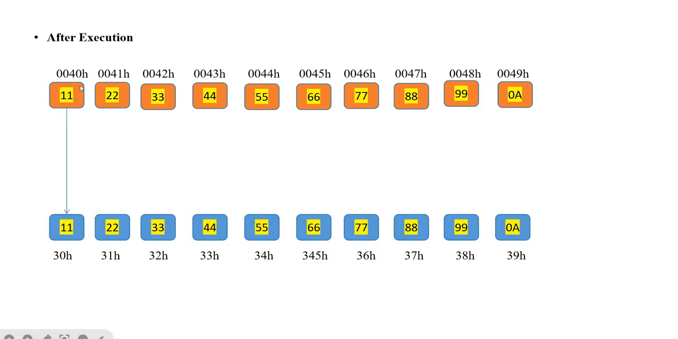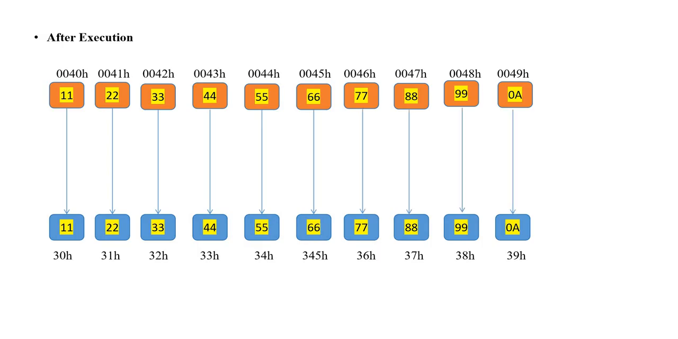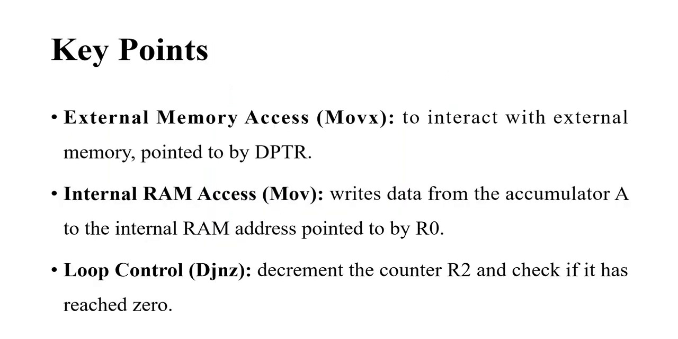And here the data which is present at 0040H, that is 11, will be copied to the internal memory location 30H, that is 11. Similarly, 22 is copied to internal memory location 31H. Then 33 is copied from 0042H to 32H, and so on up to 0049H to 39H.